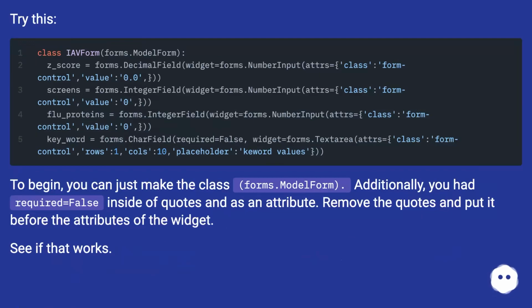Try this. To begin, you can just make the class forms.ModelForm. Additionally, you had required=False inside of quotes and as an attribute. Remove the quotes and put it before the attributes of the widget. See if that works.